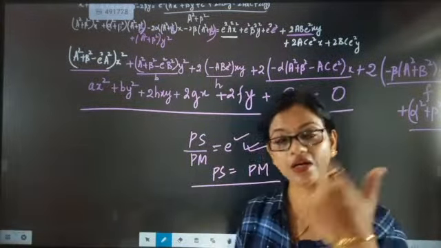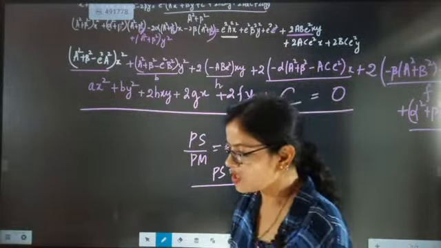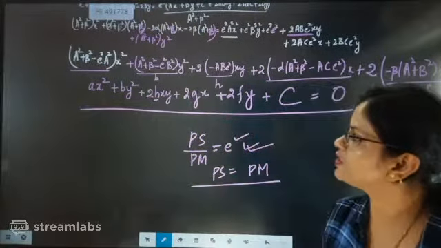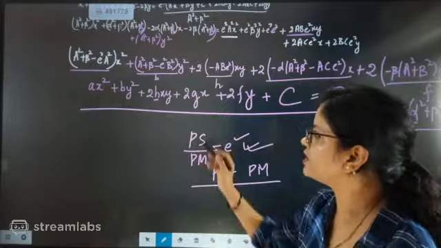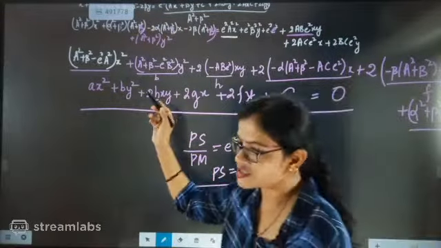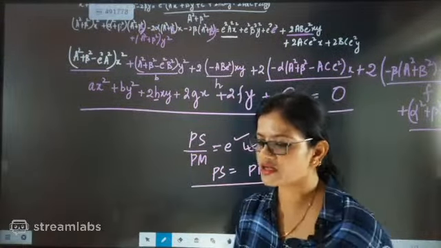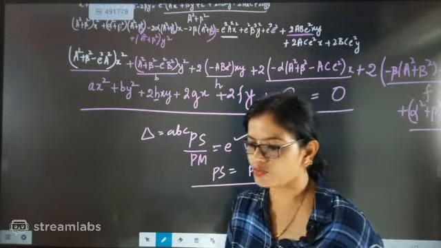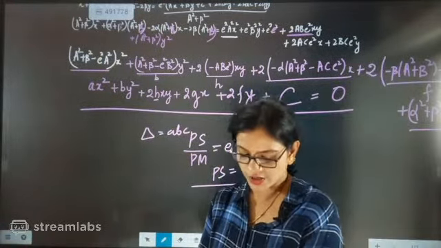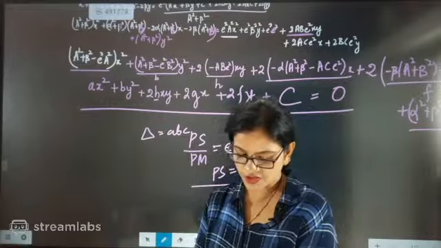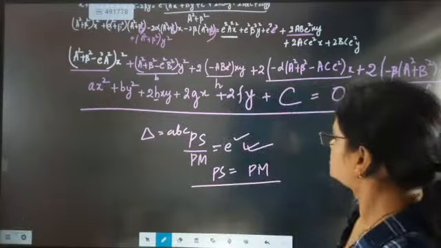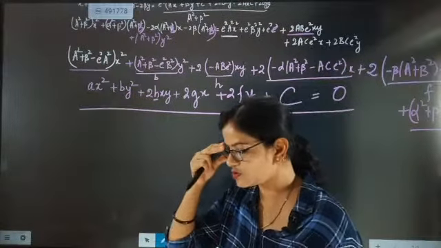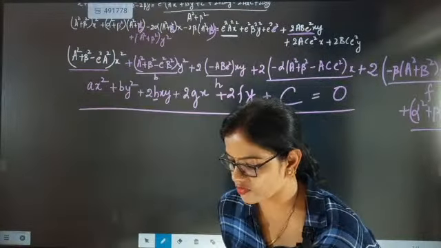For the parabola, other conditions are also there. In the parabola, h square will be equal to ab, these coefficients. There is also a condition for a pair of straight lines, which we write using delta, that is abc. That part also we are going to discuss in tomorrow's class. So till here I will keep, and tomorrow I will discuss the remaining part of it.